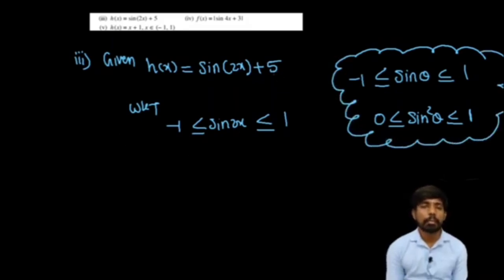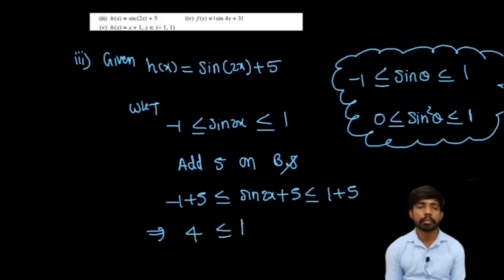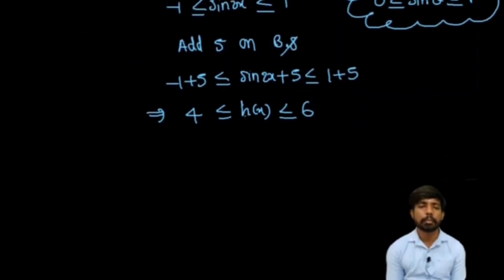Now we have 5 in the function, right? Add 5 on both sides. So minus 1 plus 5 is less than sine 2x plus 5, which is less than 1 plus 5. Minus 1 plus 5 is 4, and sine 2x plus 5 is actually h of x, the function. 1 plus 5 is 6. Therefore the function's minimum value is 4.